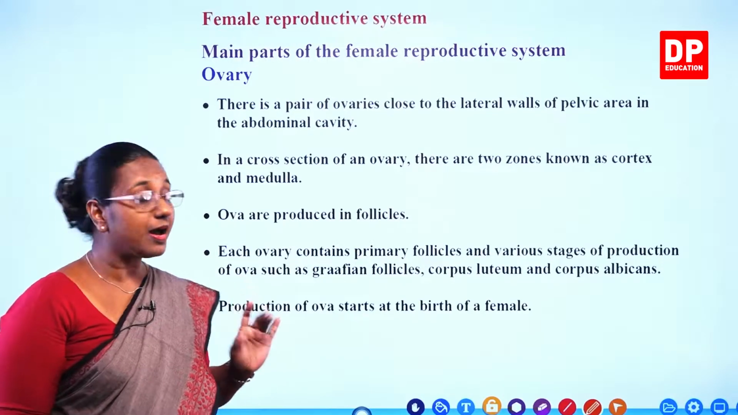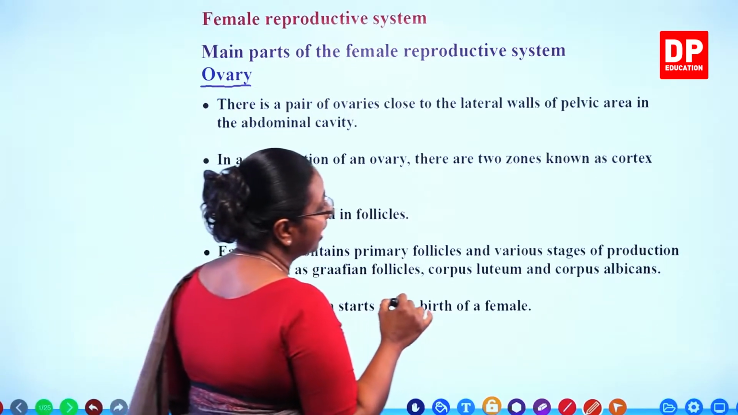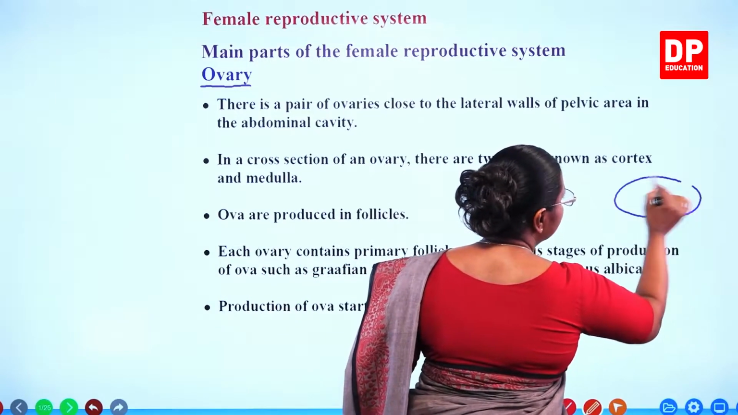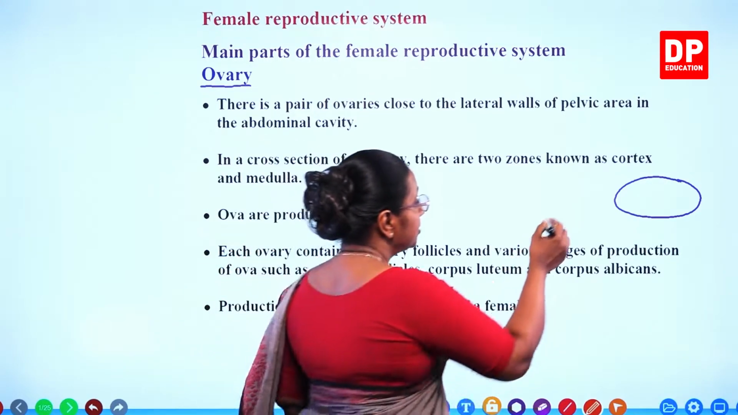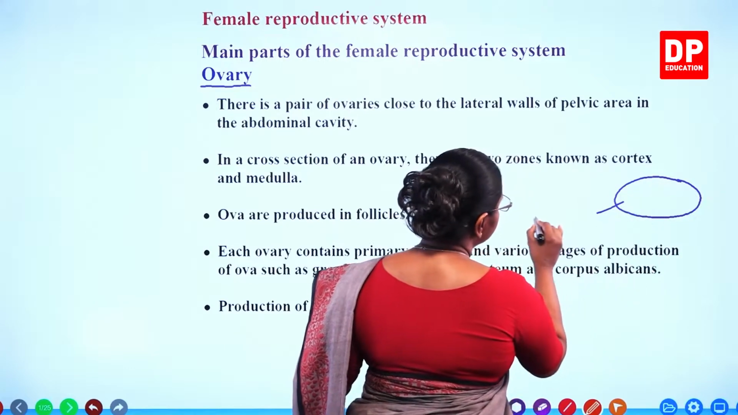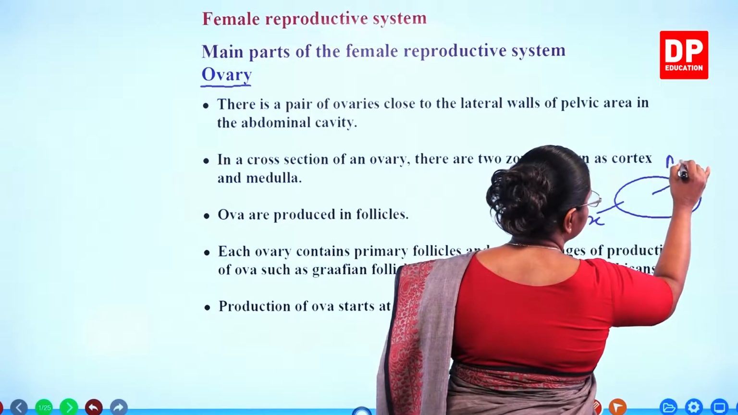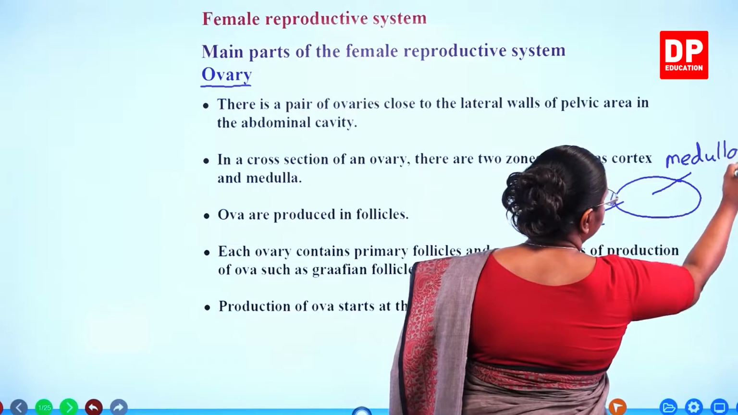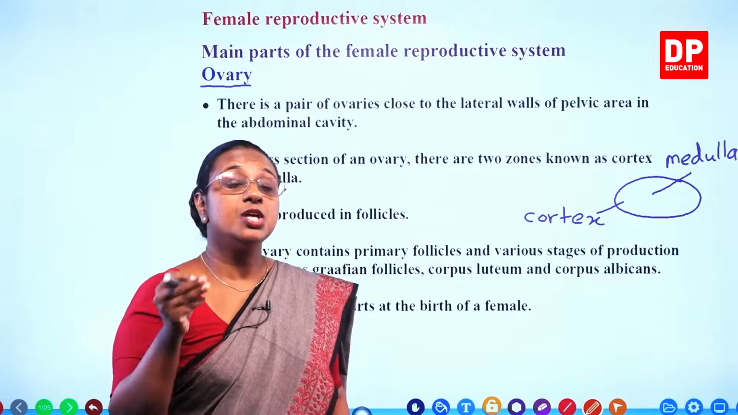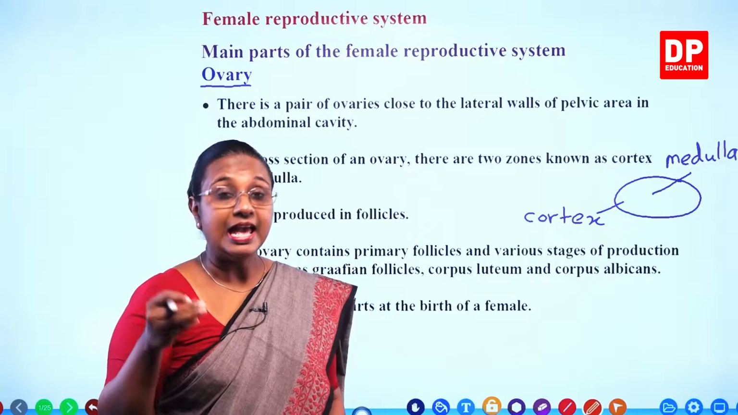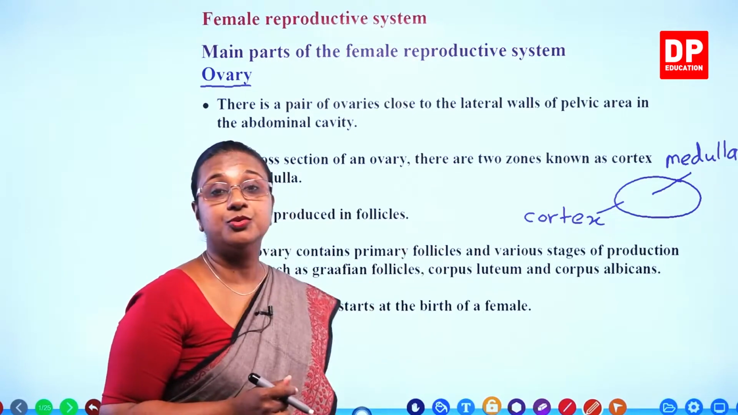When we say the main parts, one of the main parts is the ovary. Here you can see the ovary. If you look at the ovary, students, it's an oval-shaped structure and it has two main parts, the cortex and medulla. This outer region is what we call the cortex, and in the middle is the medulla. In the outer region there are follicles, small sac-like structures with fluid in them, and inside them the ovum, or egg, develops.